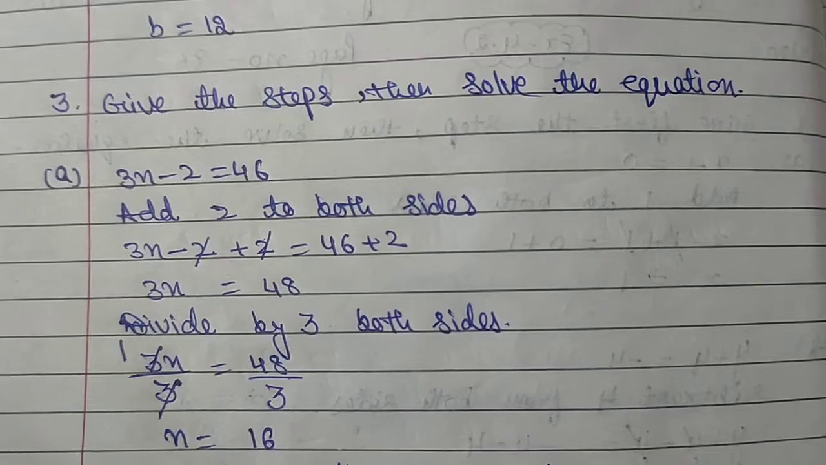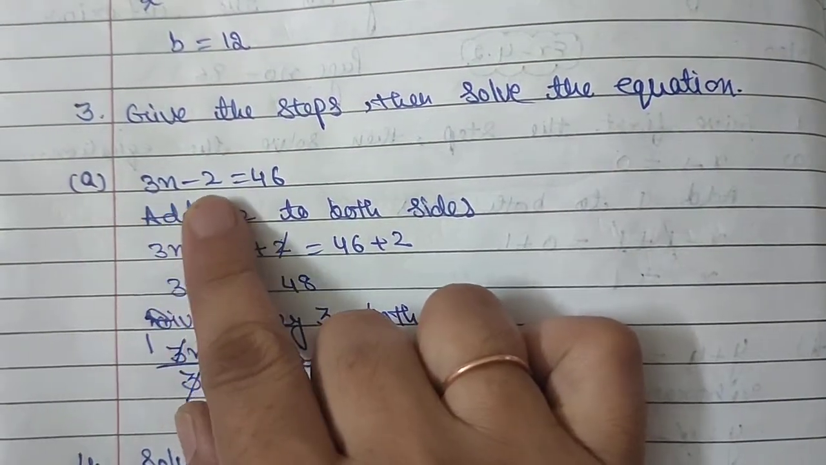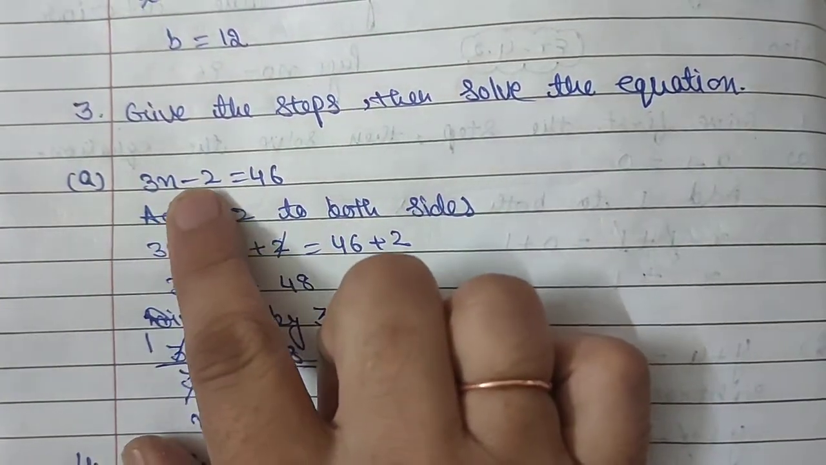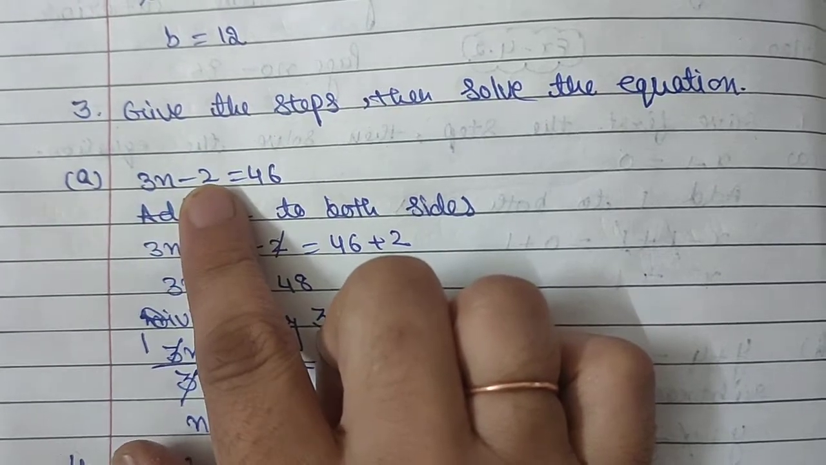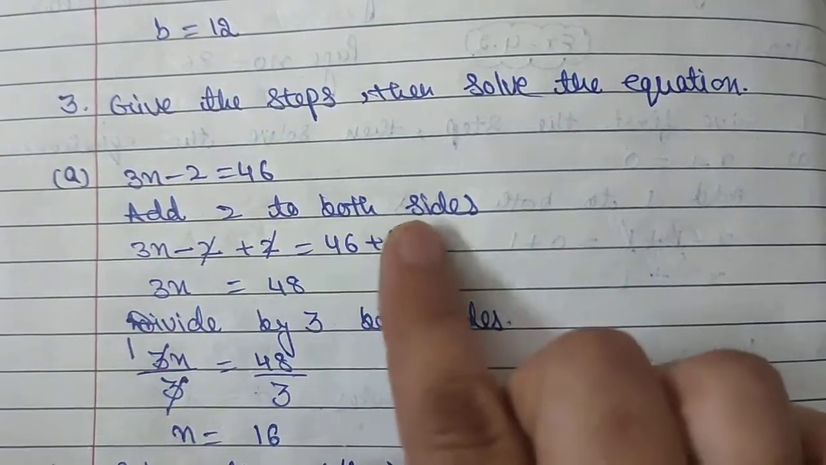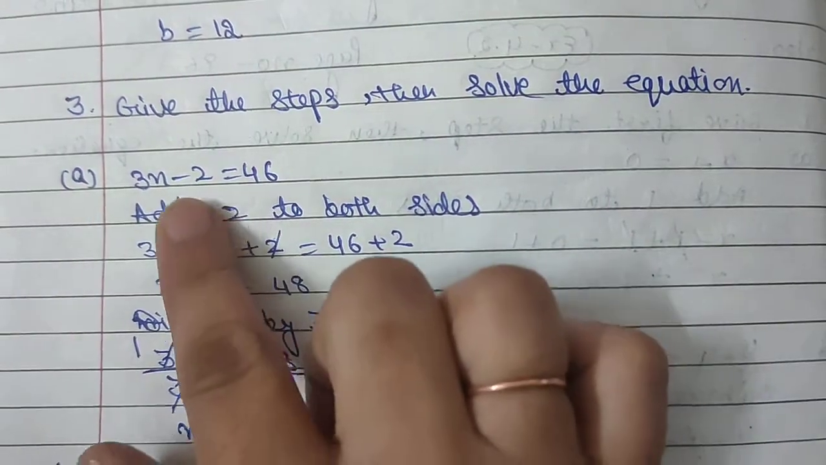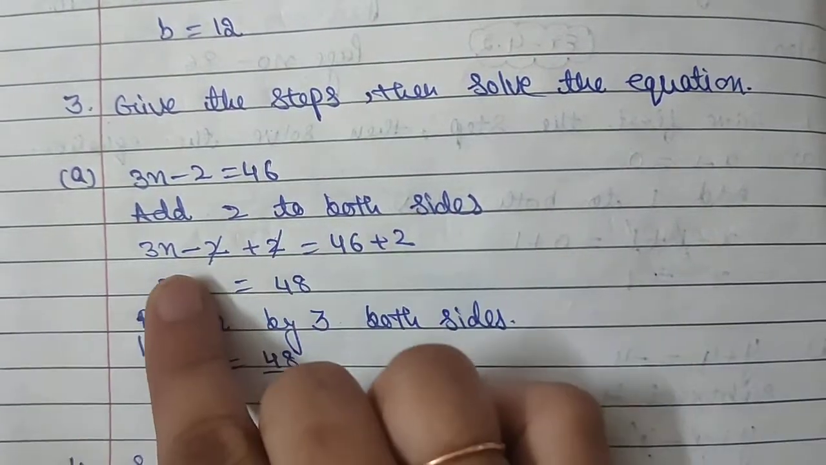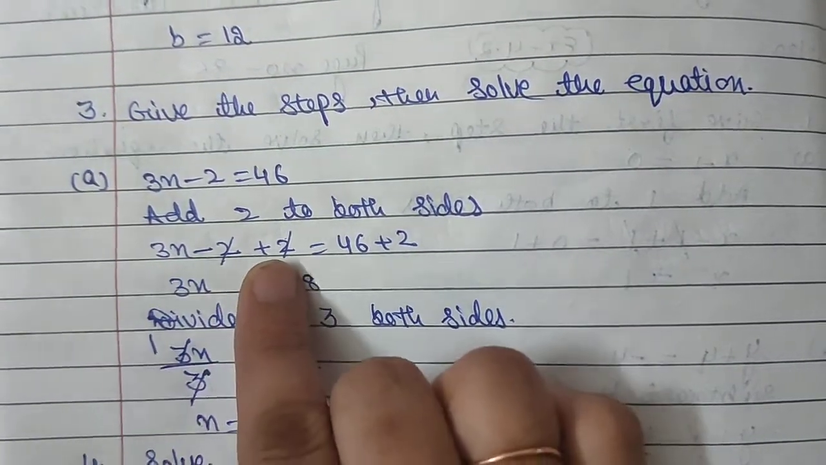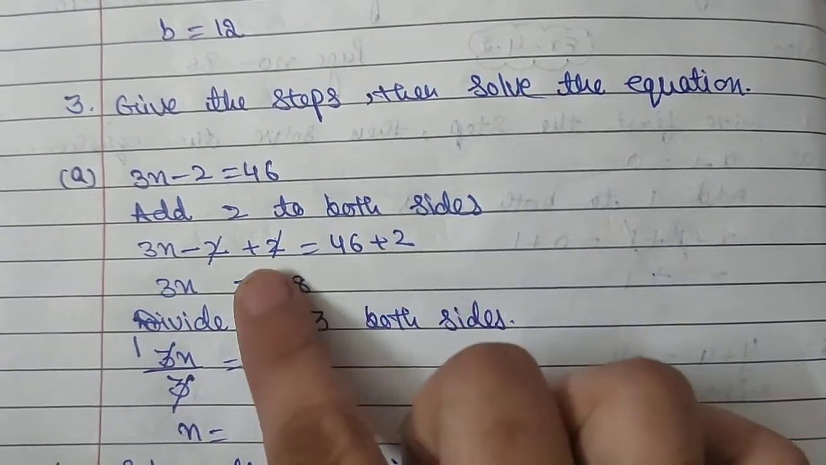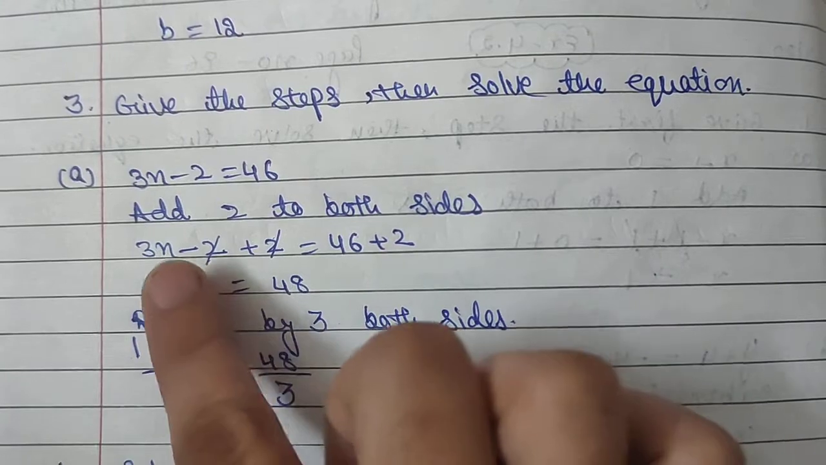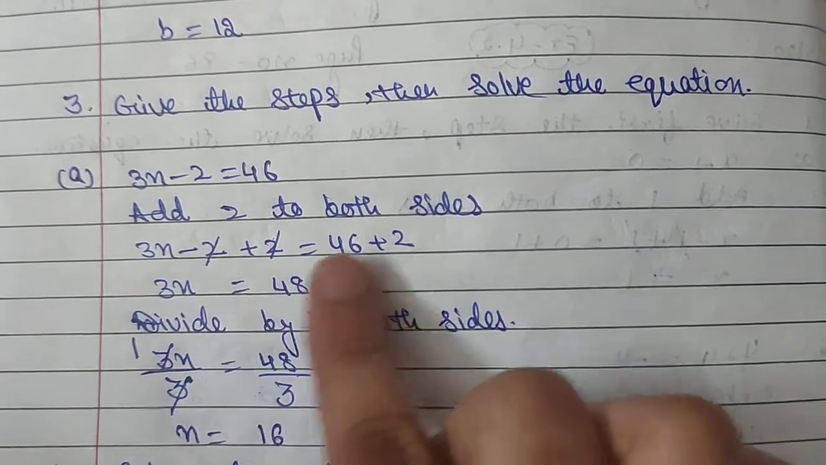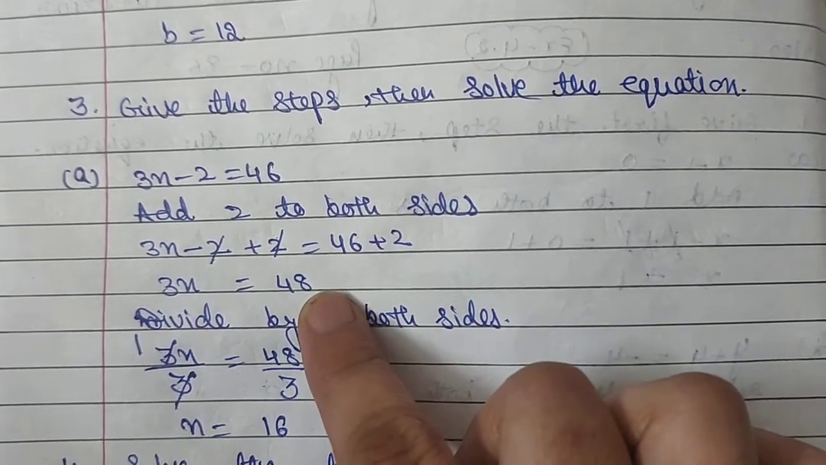So let's see. The equation is 3n minus 2 equals 46. First step is we have to remove this minus 2. Here is minus 2, so we have to add 2 to both sides, because we are always taking the opposite. So 3n minus 2 plus 2, and 46 plus 2. Now minus 2 plus 2 will cancel. You will be left with only 3n equals 46 plus 2, which is 48.